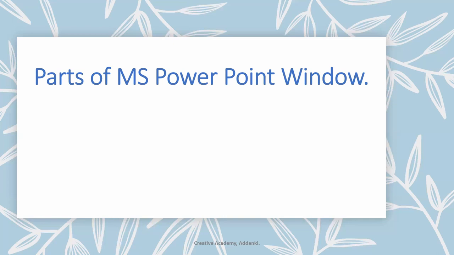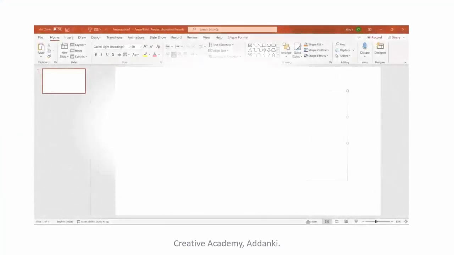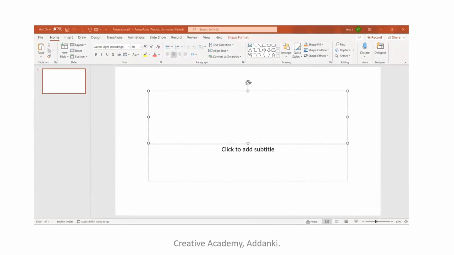Let's see parts of Microsoft PowerPoint window. So the Microsoft PowerPoint 2016 will be visible like this. When we open Microsoft PowerPoint, it will look like this. So the first part is Quick Access Toolbar. On the top left, we will be seeing Quick Access Toolbar. The tools or options which are used regularly can be placed here.